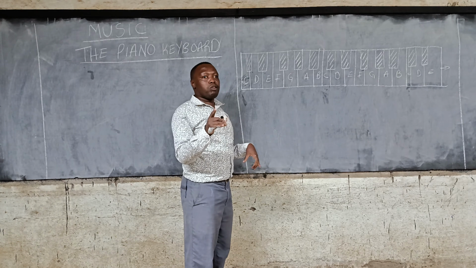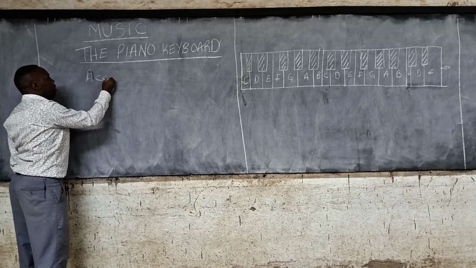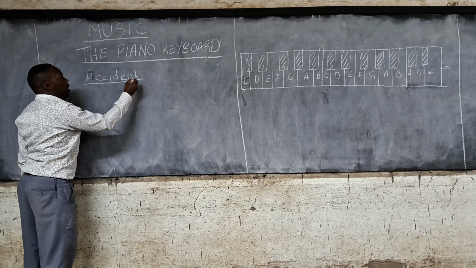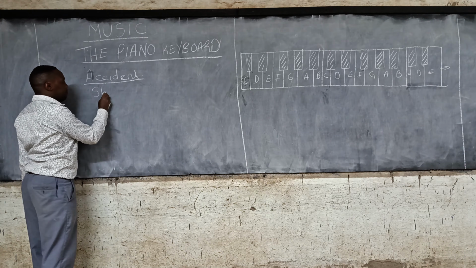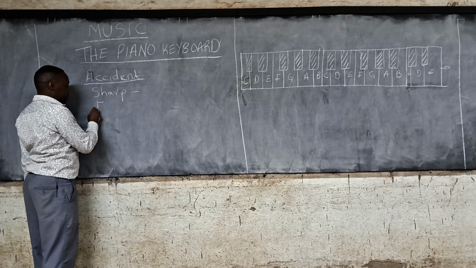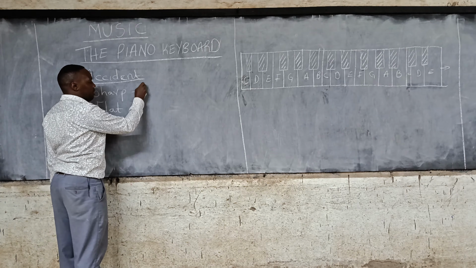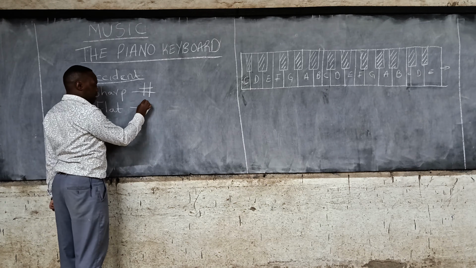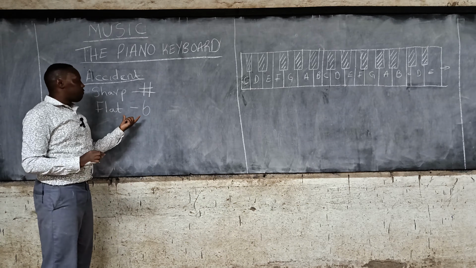I'm going to introduce something we call accidentals. We have two accidentals that are mostly used. The first one is a sharp, and the second one is a flat. How does a sharp look? It looks like this. How does a flat look? It looks like this.